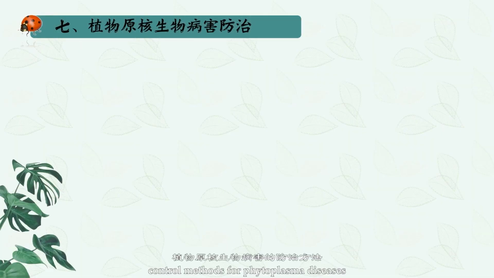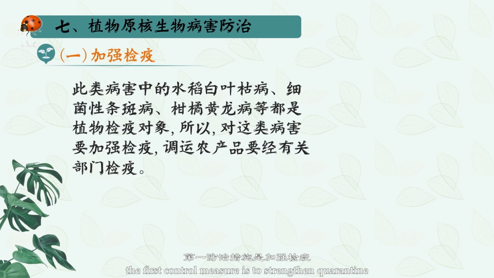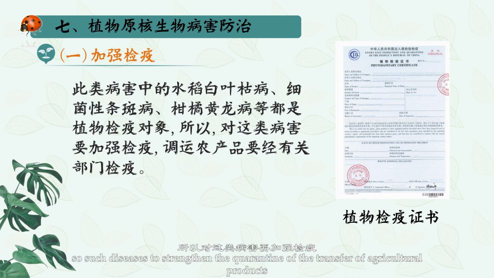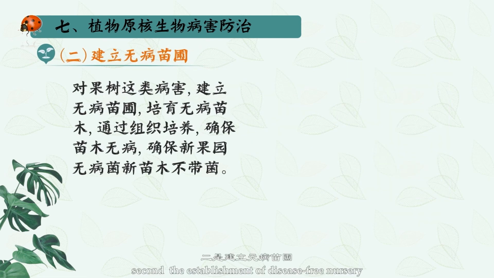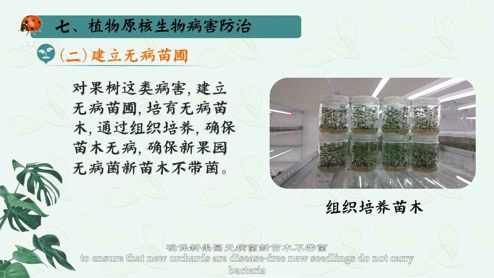Control methods for phytoplasma diseases. The first control measure is to strengthen quarantine. Rice leaf blight, bacterial streak disease, citrus yellow dragon disease, etc. are phytosanitary objects. So for such diseases, the transfer of agricultural products should be quarantined by the relevant departments. Second, establish disease-free nurseries. Cultivate disease-free seedlings to ensure that new orchards are disease-free and new seedlings do not carry bacteria.